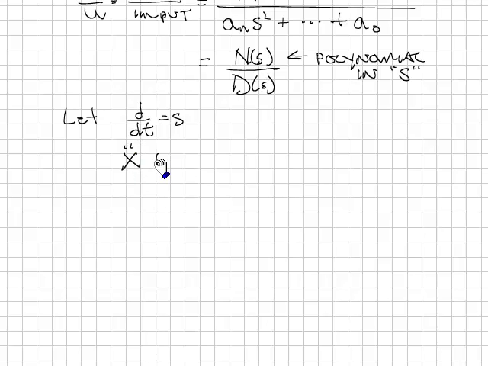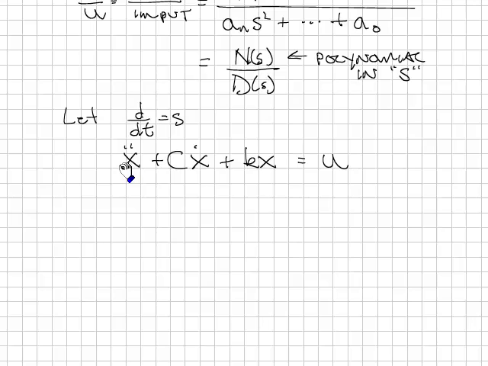x double dot plus c x dot plus k x is equal to u. This is a system where the output of the system is x, the input is u. So you apply some function u of t. The output x changes according to this differential equation.